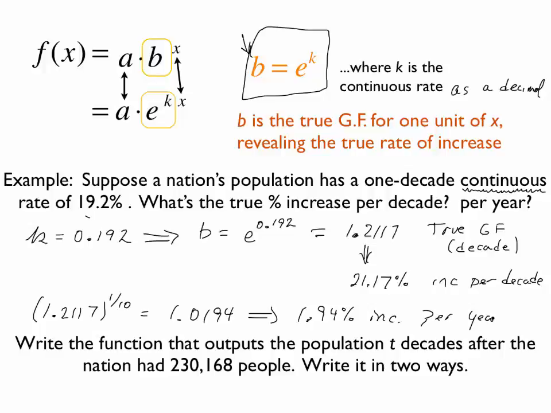So now we can write the population function, so let's call it f of t. We can write that in 2 ways, old way and the new way. So we can write it old way and also the new way. 2 different forms of the exact same function. So do it. Write a function that outputs the population t decades after it had a population of 230,168. Can you write that in 2 ways?